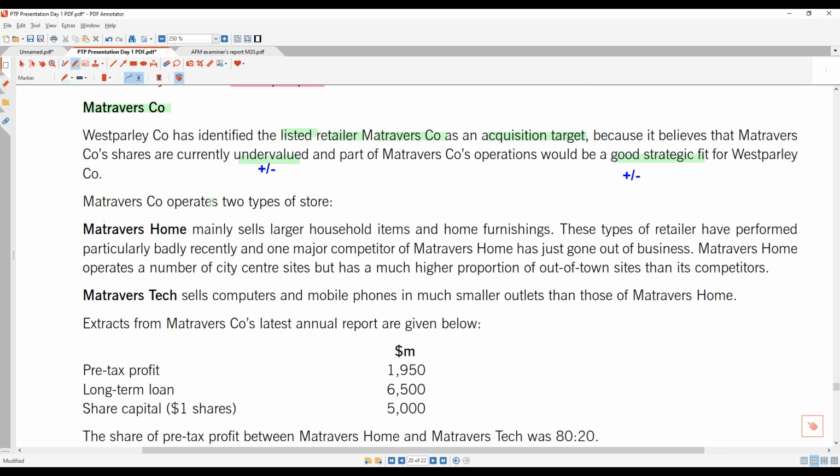Okay. Matt Travers operates two types of stores: home and tech. Matt Travers Home mainly sells larger household items and home furnishing. These types of retailers have performed particularly badly recently, and one major competitor has just gone out of business. The industry is not performing well. Matt Travers Home operates a number of city centers. They are in city centers, not in isolation.